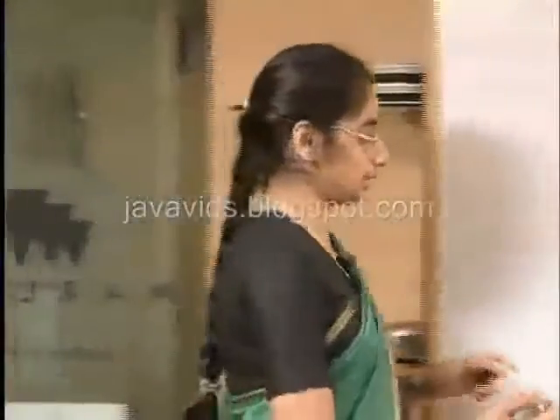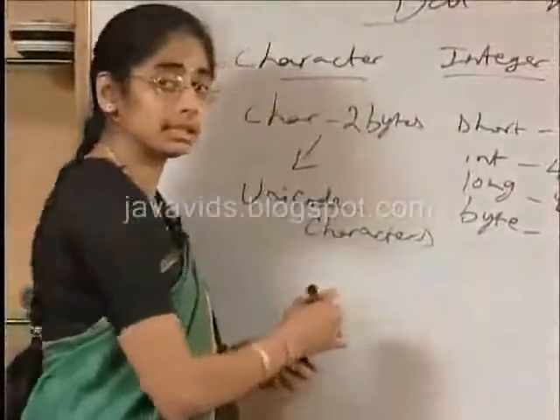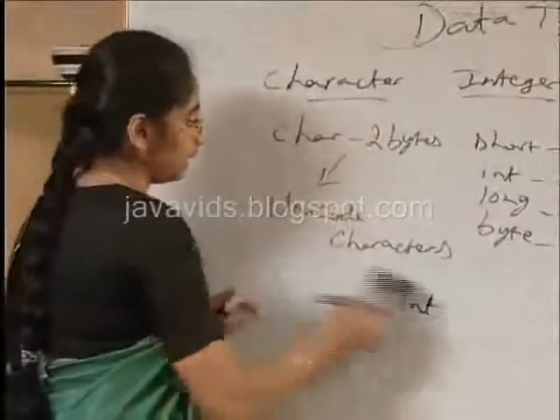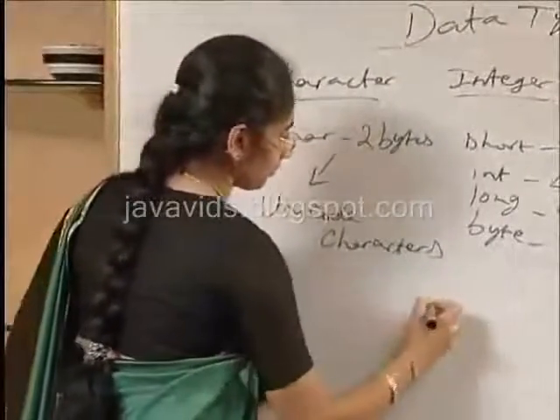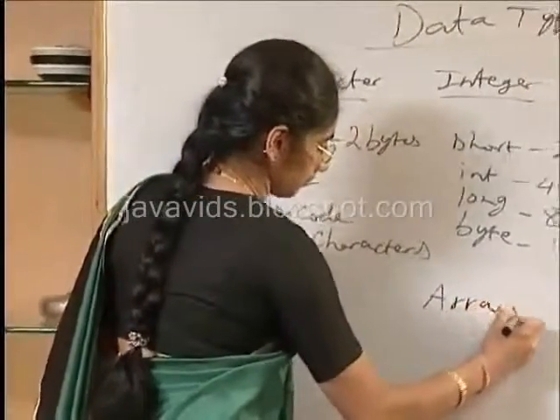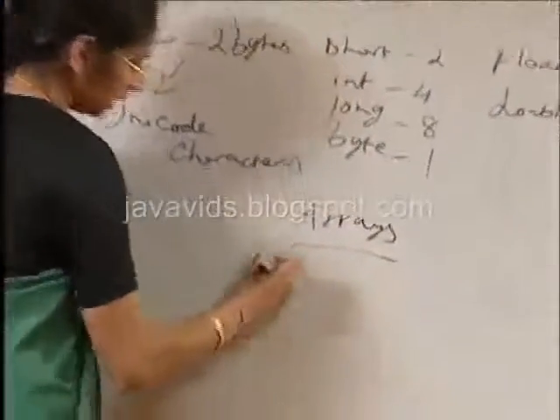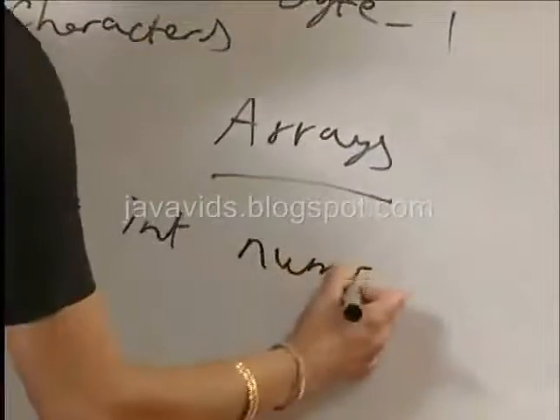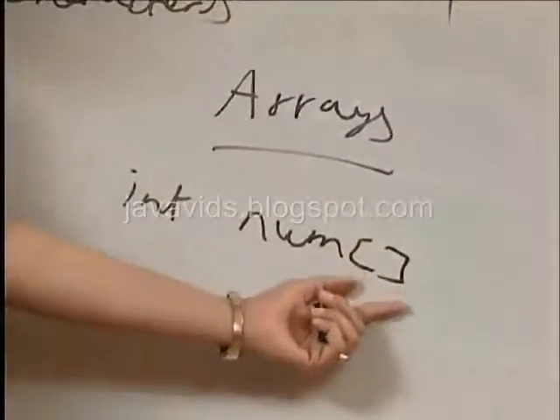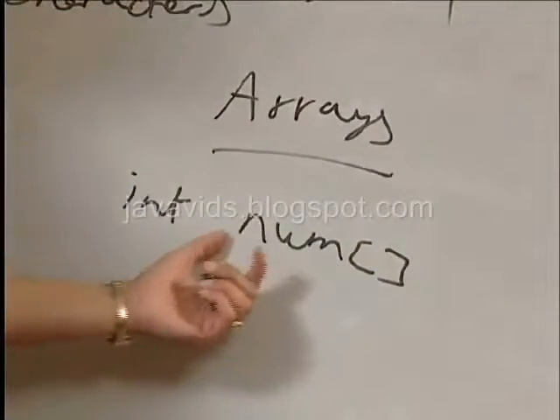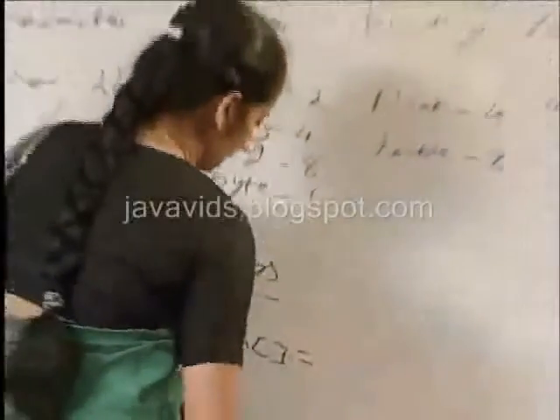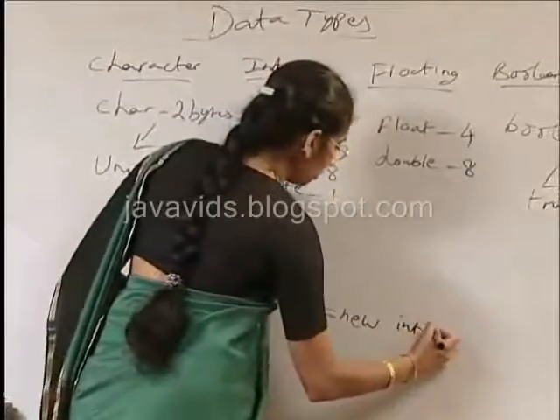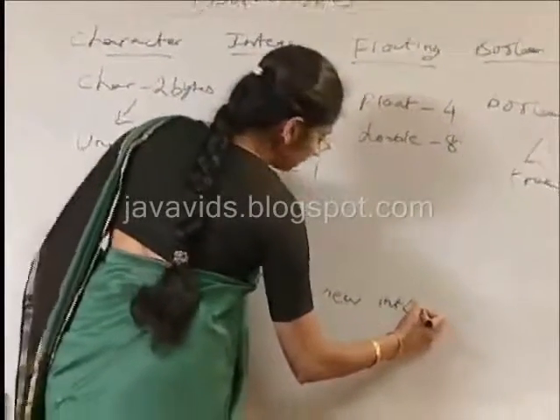We have arrays. Arrays are objects in Java. So if you want to create, for example, an integer array, you would create it likewise. For example, int num, and this bracket can be placed either after or before. Is equal to, you need to say new int followed by how many elements in the array.